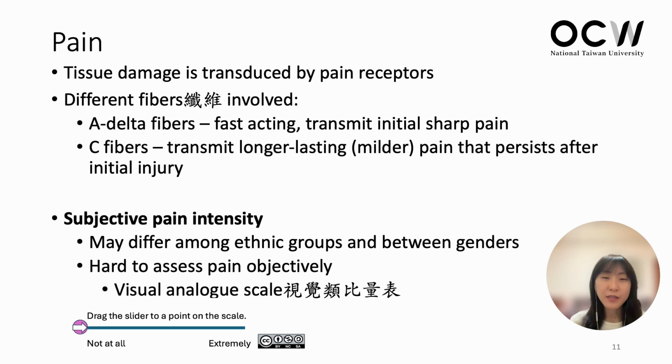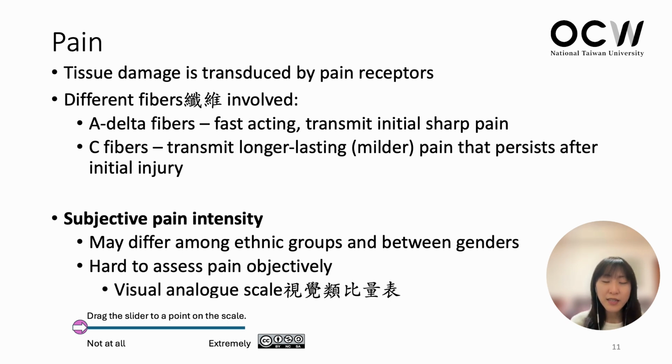Similar to touch, stimuli that involve tissue damage are transduced by different types of pain receptors, and there are different fibers involved in the process. A delta fibers are in charge of transmitting the initial sharp pain, and C fibers are more related to chronic pain.